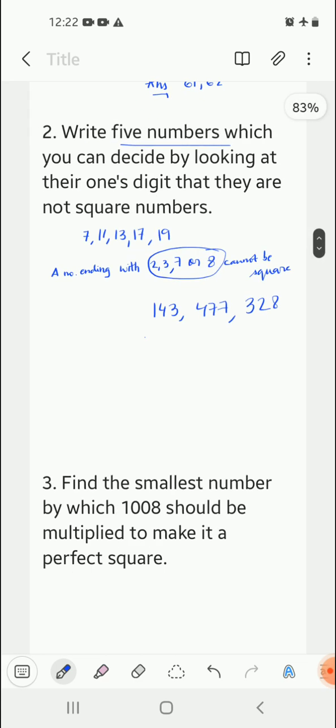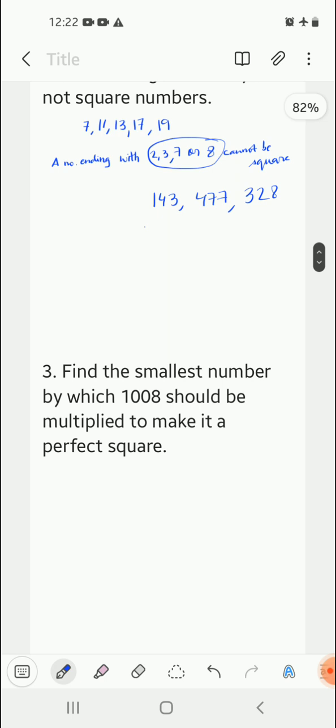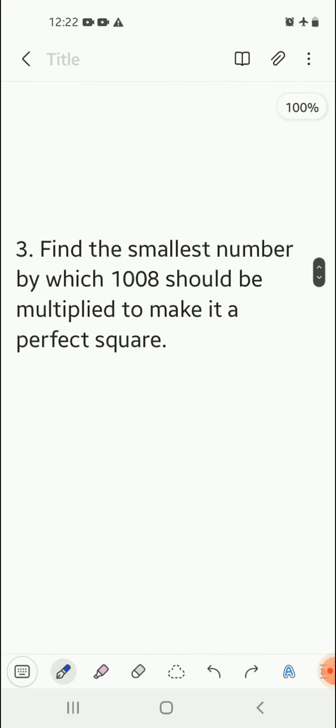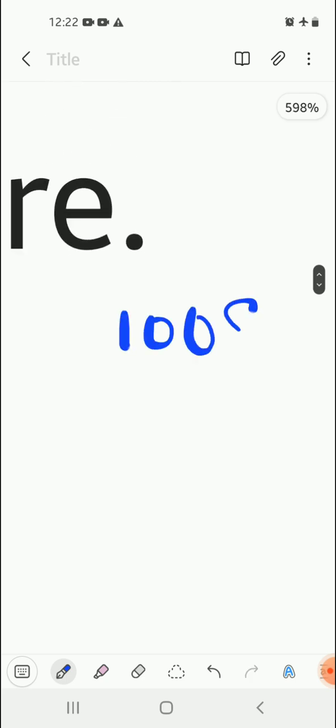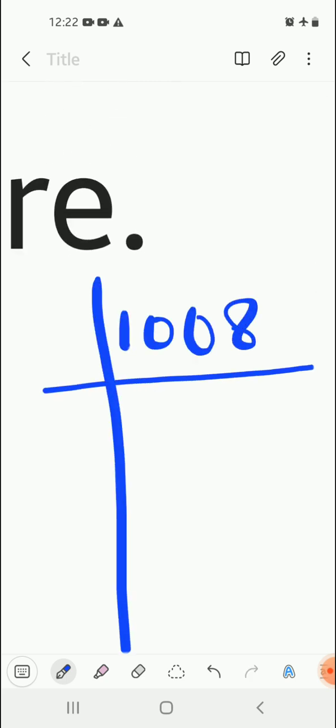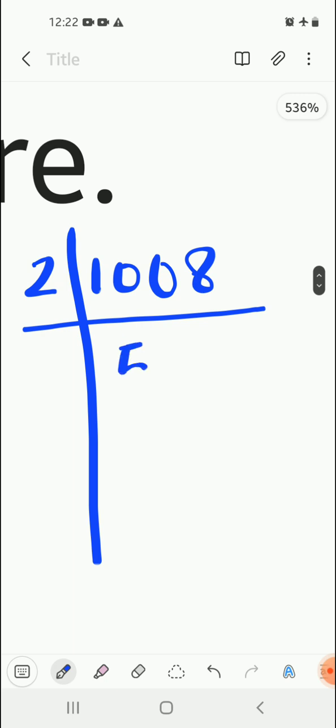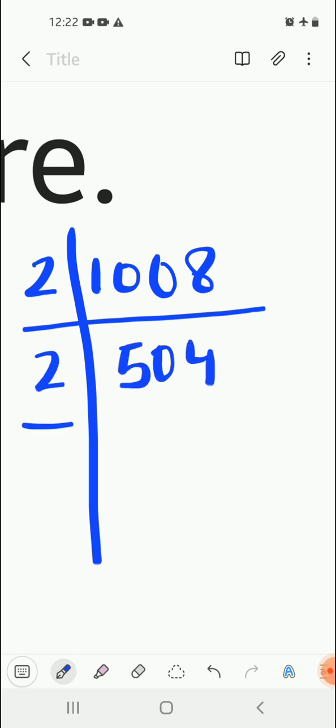Moving on, number 3. Find the smallest number by which 1008 should be multiplied to make it a perfect square, which means 1008 is not a perfect square. So the first step is to find all the factors of 1008. This is not a prime number, this is an even number, you can see. So in that case you have to divide this number. So 1008 becomes 504, again divided by 2, it would become 252.